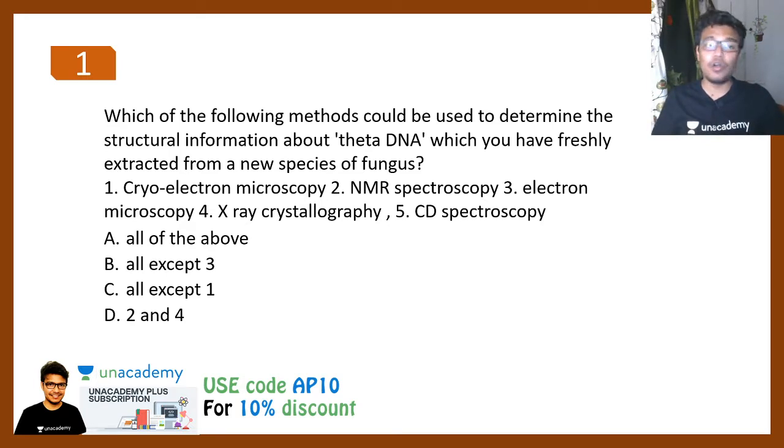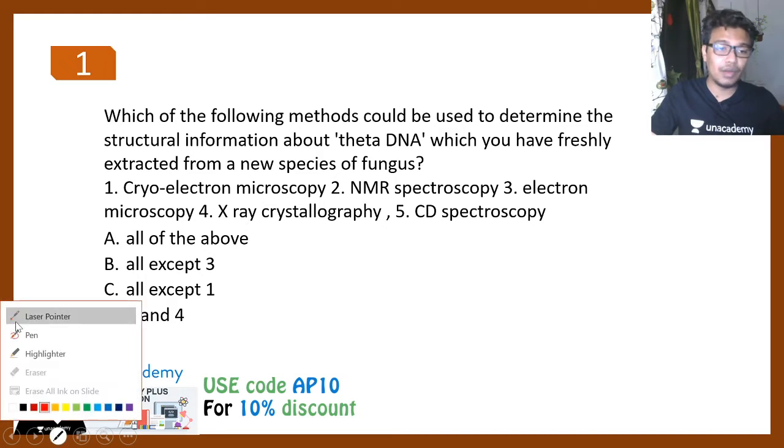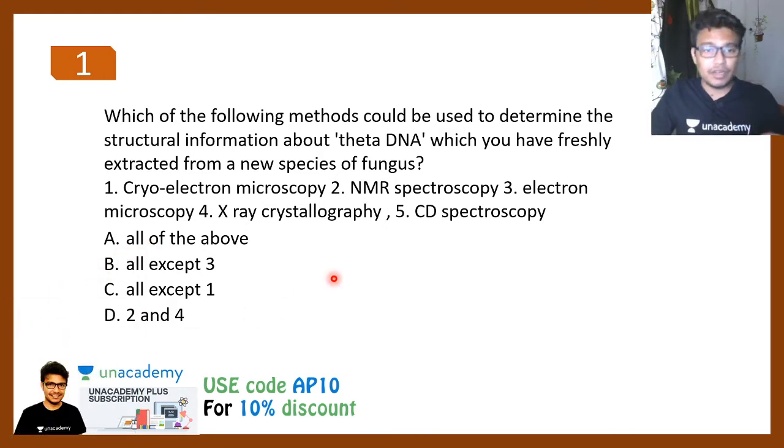The choices are: A, all of the above; B, all except 3; C says all except 1; and D says 2 and 4. So in order to determine the structure of theta DNA, which is a hypothetical DNA, everything can be used except electron microscopy. So apart from 3, that means option B is the correct one. Apart from electron microscopy, which has a 10 nanometer resolution, every technique can be used.